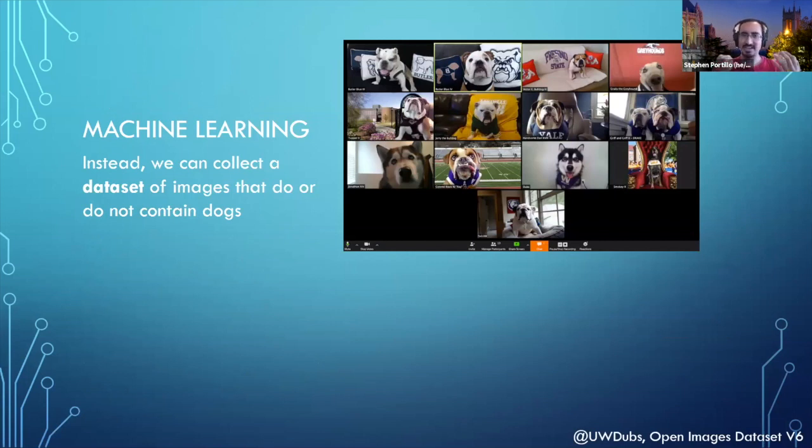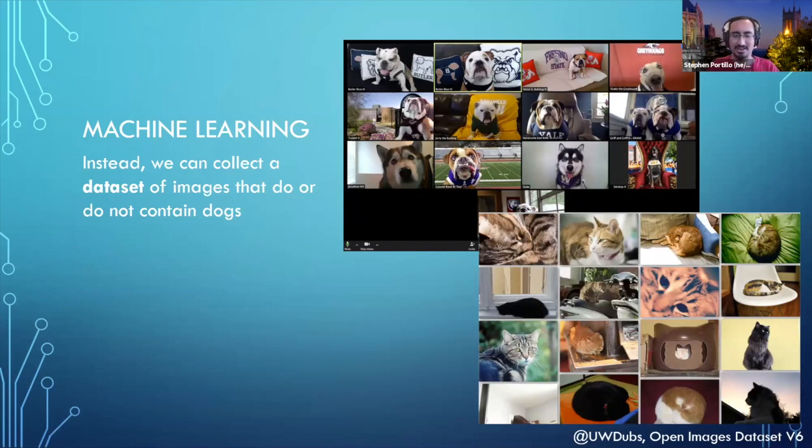So if we're interested in identifying dogs, it would be good to have a data set of a lot of dogs. As one example, here's a Zoom call of a bunch of dog university mascots. And in this data set, we would also like to have things that are not dogs so that we can teach the computer the difference between the two. So maybe we also throw in a data set of cats, or it doesn't have to be other animals. We could throw in a data set with all sorts of random objects that are not dogs.